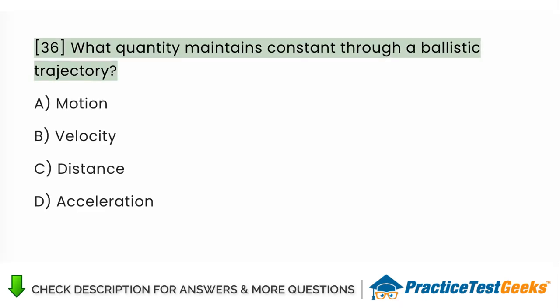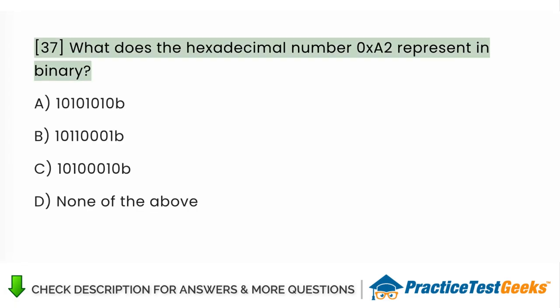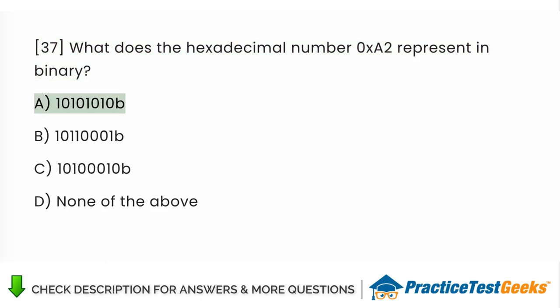What quantity remains constant through a ballistic trajectory? A. Motion. B. Velocity. C. Distance. D. Acceleration. What does the hexadecimal number 0x82 represent in binary? A. 10101010B. B. 10110001B. C. 10100010B. D. None of the above.